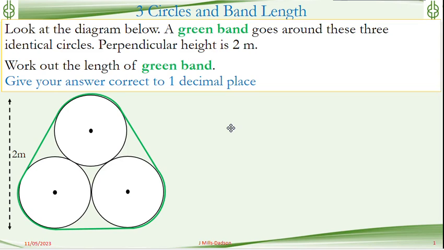Today I want to share with you this problem solving question involving 3 circles and a band length. So we have a green band that goes around 3 identical circles, and the height of the whole diagram is 2 meters. That's perpendicular height. You're supposed to work out the length of the green band and answer correct to 1 decimal place. I will start by first working out the green band in terms of the radius, and then work out the radius to work out the final answer. So let's start.